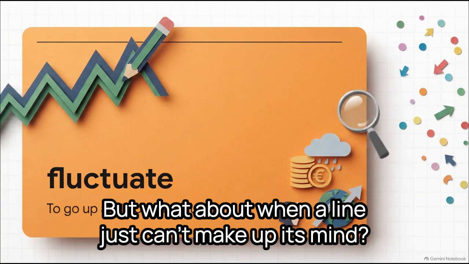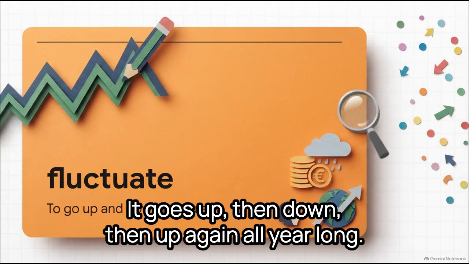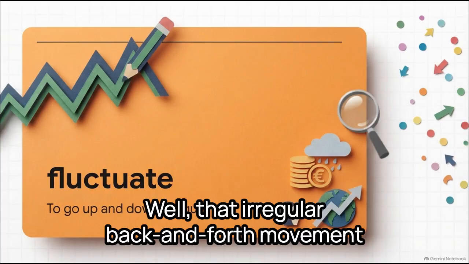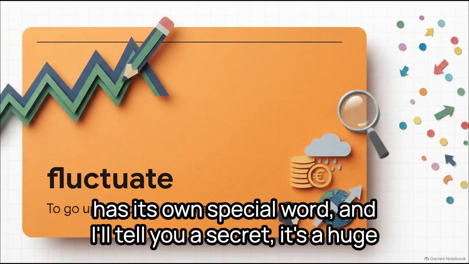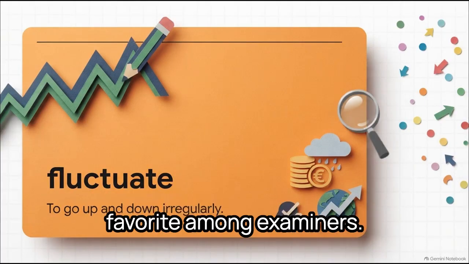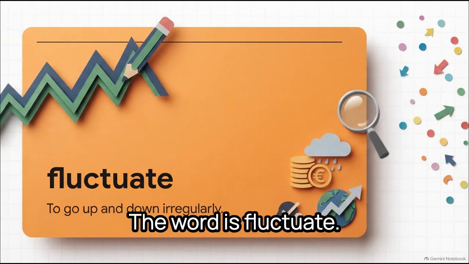But what about when a line just can't make up its mind? It goes up, then down, then up again, all year long. Well, that irregular back and forth movement has its own special word, and I'll tell you a secret, it's a huge favorite among examiners. The word is fluctuate.